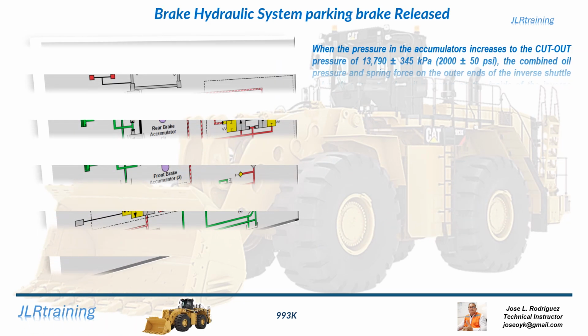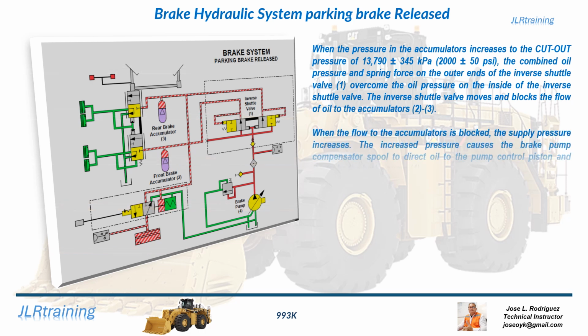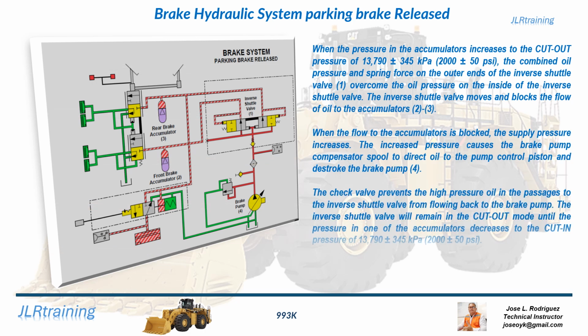Brake hydraulic system, parking brake released. When the pressure in the accumulators increases to the cutout pressure of 13,790 ± 345 kilopascals, 2,000 ± 50 psi, the combined oil pressure and spring force on the outer ends of the inverse shuttle valve, 1, overcome the oil pressure on the inside of the inverse shuttle valve. The inverse shuttle valve moves and blocks the flow of oil to the accumulators.